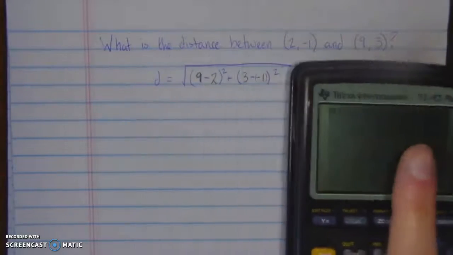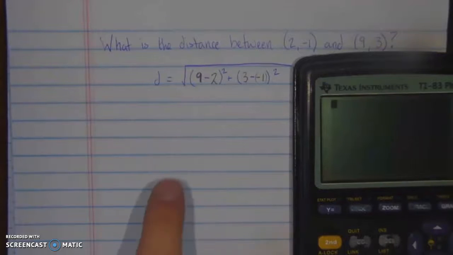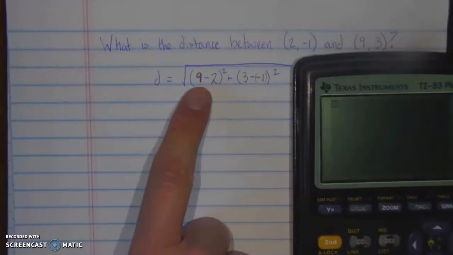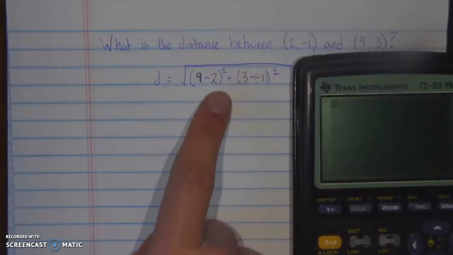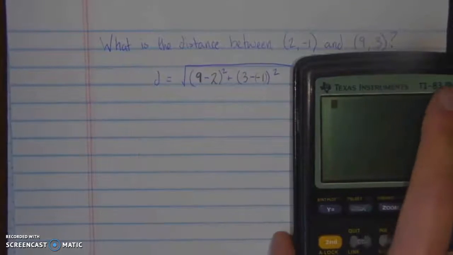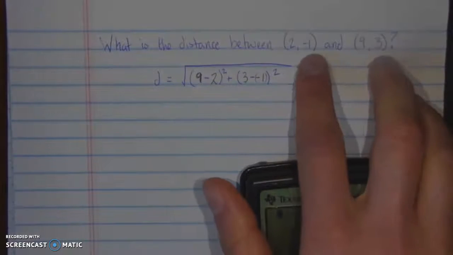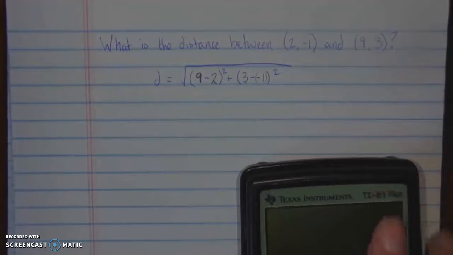Now for the sake of time, I've already filled out the distance formula. So remember that that's the square root of our x values subtracted, so 9 minus 2, and then squared, plus 3 minus our -1, those are our y values, the difference between those, squared.